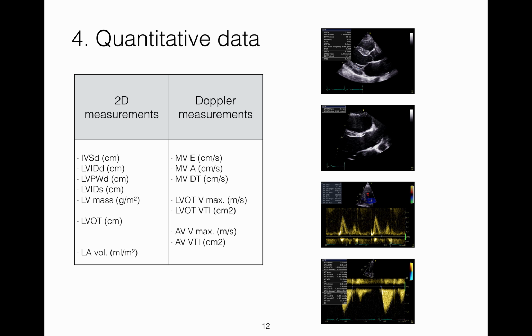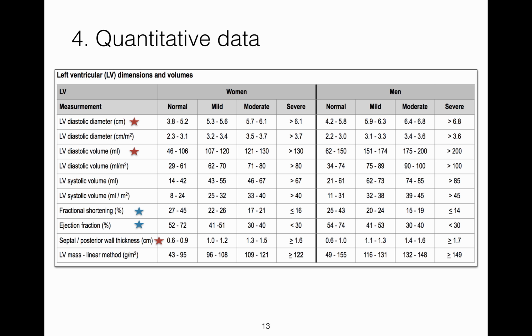Here are some 2D and Doppler measurements you are already familiar with, that is, those that we measured at the on-campus session. As you can appreciate, you're already familiar with how to make a number of valuable measurements. By now you should also be becoming familiar with the reference values for a number of measurements. Highlighted here with red stars are the values for linear LV measurements we made at the on-campus session, and those that can be derived from these are highlighted with blue stars.